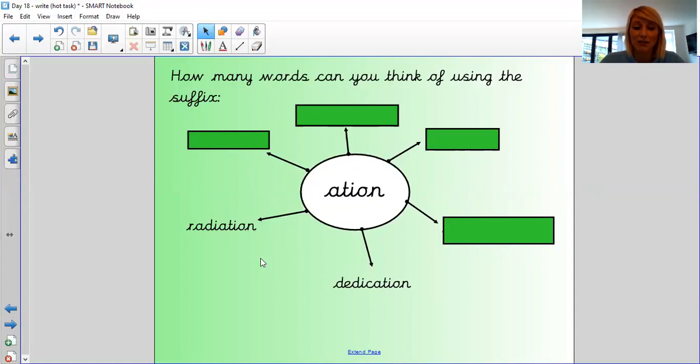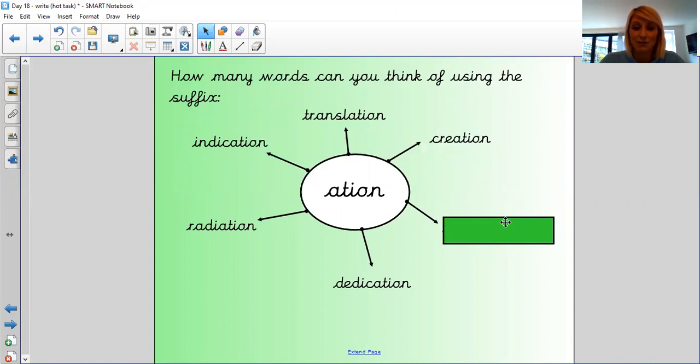So we've got dedication, radiation, indication, translation, creation, and demonstration. If you want to practice any of those spellings, you could write those down and then you could test yourself to see if you can remember how to spell them as well, okay? Because that's what we would have been doing in school this week.